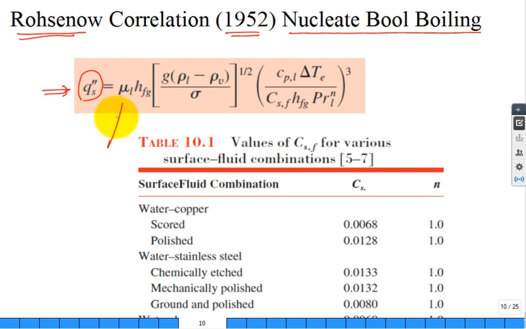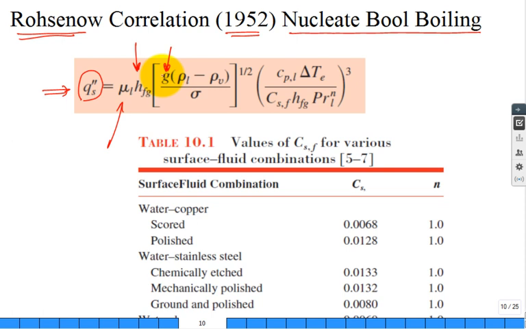What is this parameter? Mu sub, what is that subscript? L, liquid. Mu L, thermal conductivity, no. Prandtl number, no. What is mu L? Viscosity of the liquid. HFG, heat of vaporization, yeah. Okay, G, that's an easy one.